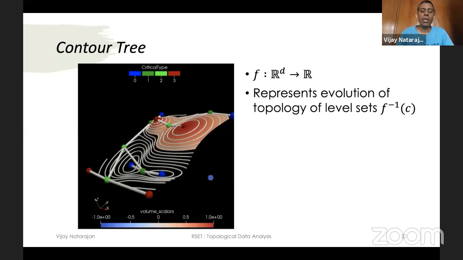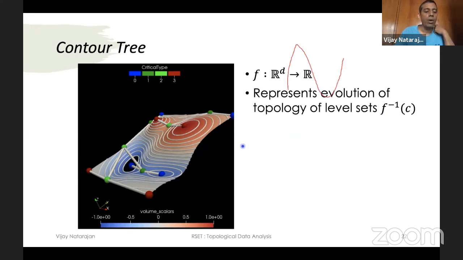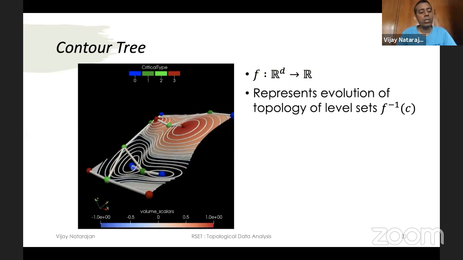What we are interested in now is representing the evolution of the topology of these level sets, right? So what is a pre-image? A pre-image is a set of points that have a given value, right? And I want to study how this pre-image and its topology changes, right? So let's see the video again now. What you see at the boundary is indeed the level set, right? So this level set, you can see changes topology dramatically, right? Especially when it crosses the critical points.